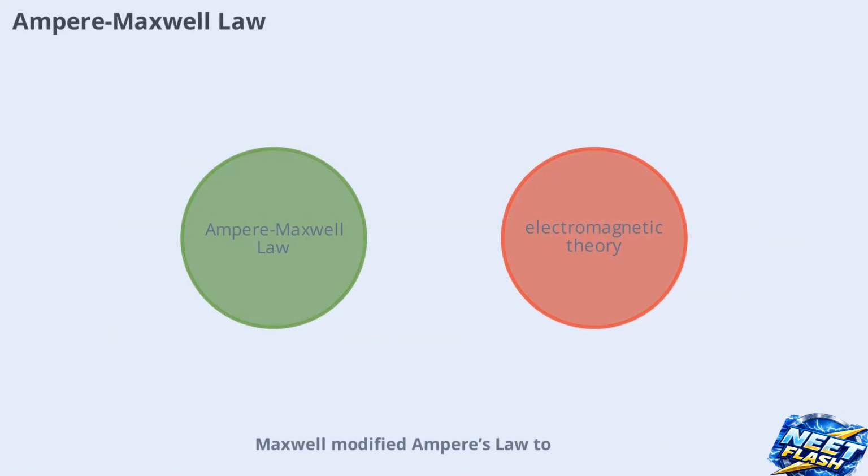Maxwell modified Ampere's law to include both conduction and displacement currents. The new law, known as the Ampere-Maxwell law, states that the magnetic field is generated by the sum of conduction current and displacement current. This law is a cornerstone of electromagnetic theory and explains how electromagnetic waves can propagate even in the absence of physical charges.